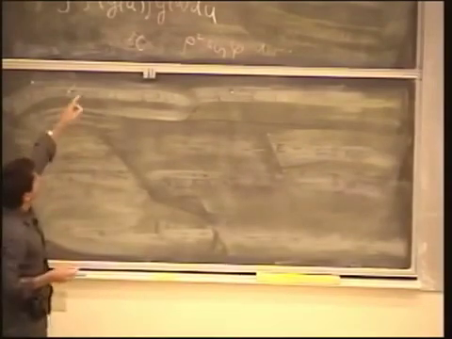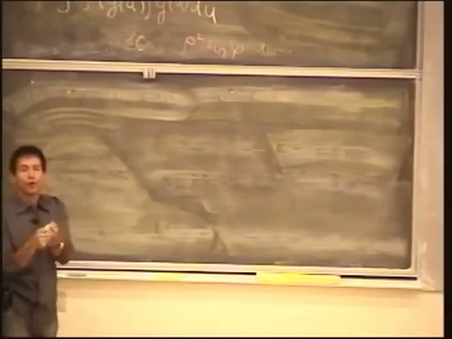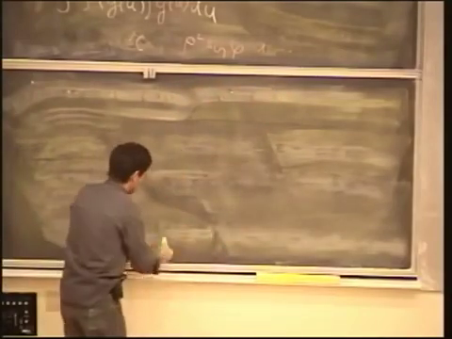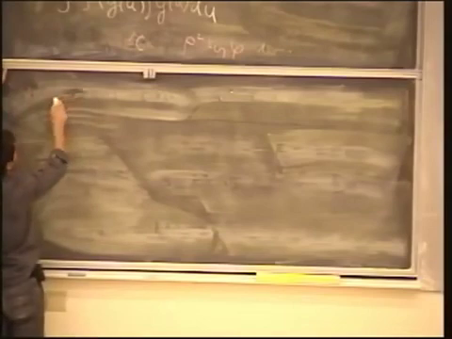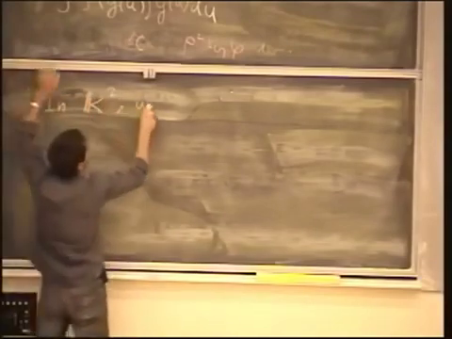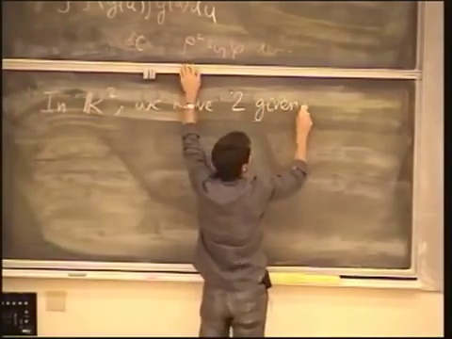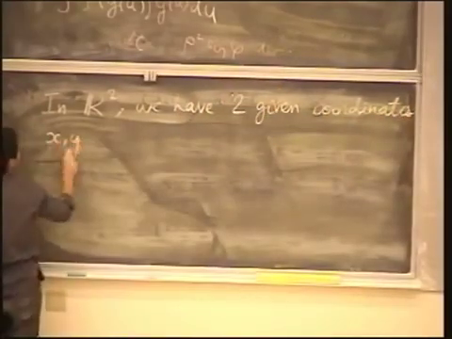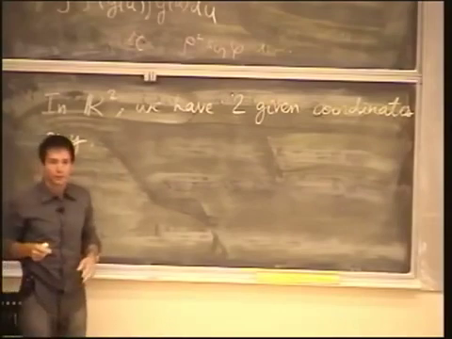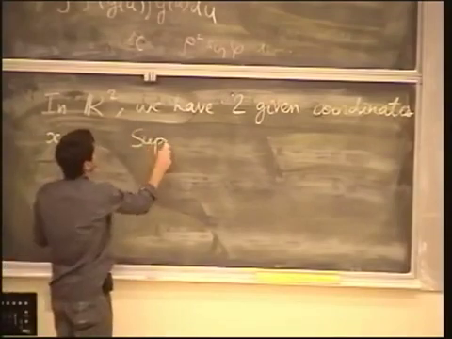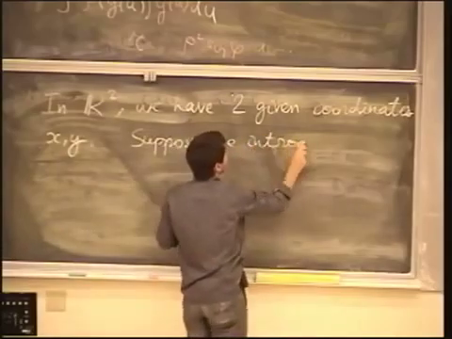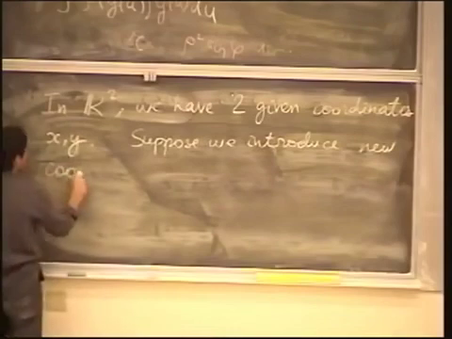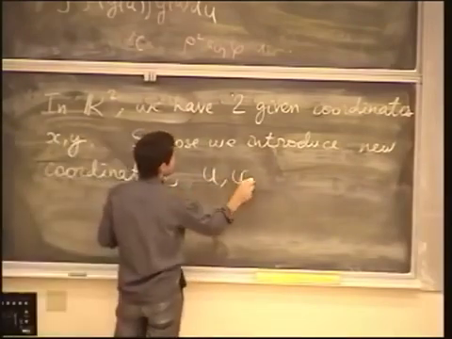So in the one-dimensional case, we have a given variable x, and we have a new variable u, and we have a law which allows us to express one of them in terms of the other, and that's this formula x equals g of u. But let's try to think of something similar in R2. So in R2, we have two given variables or coordinates, x and y, and we would like to introduce two new coordinates. Suppose we introduce new coordinates. Let's call them u and v.